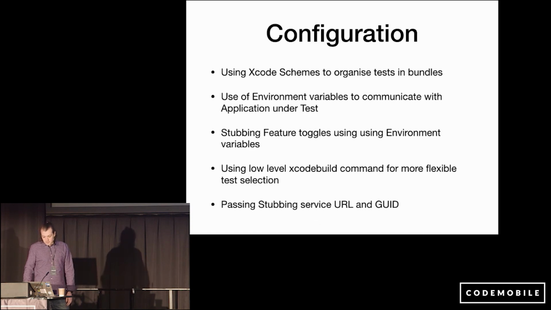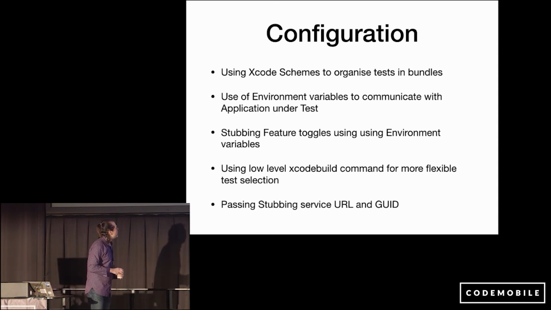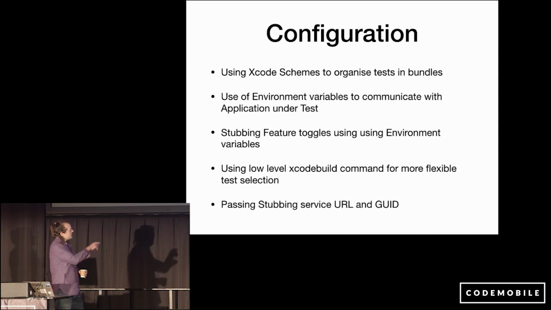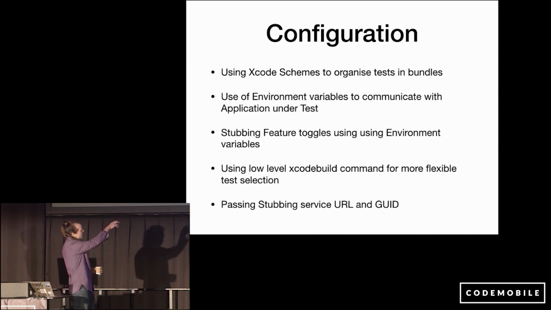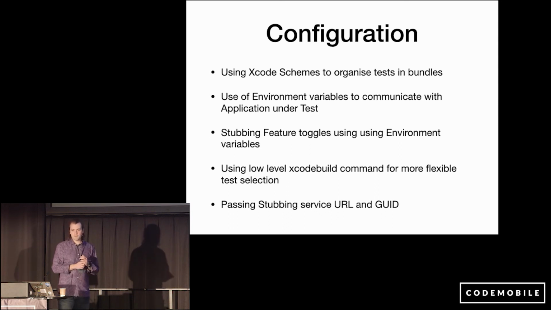A little bit about the configuration framework. How does that work? We're using Xcode schemes to organize tests into bundles. Sorry, I think I forgot to update the slides. We've done a little bit of work since the last time I gave this presentation. We're now actually using the xcodebuild command, which I mentioned before. We can use the xcodebuild command to have more flexibility in test selection. What it means is that for a specific test and a specific branch, we can say, okay, run only those tests. The xcodebuild command has a few variations: build for testing and test without building.